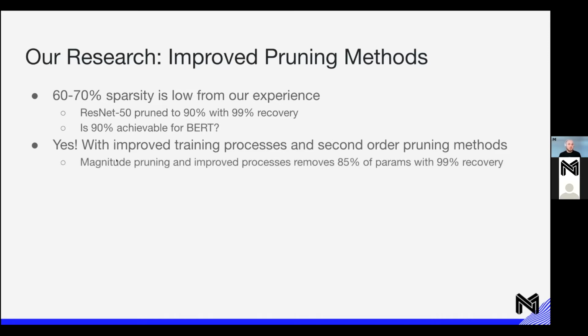So the first part is just even with magnitude pruning, based on what the lottery ticket hypothesis did, we were able to improve those processes and go from 60% up to 85% of params with 99% recovery, right?